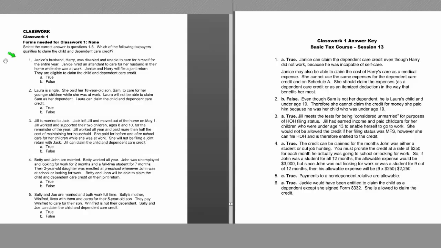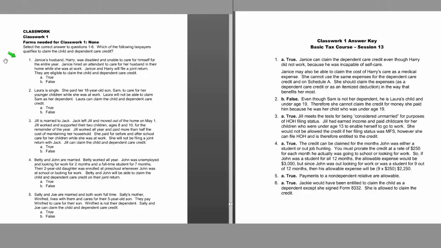So let's begin with question number one. Janice's husband, Harry, was disabled and unable to care for himself for the entire year. Janice hired an attendant to care for her husband in their home while she was at work. Janice and Harry will file a joint return. They are eligible to claim the Child and Dependent Care Credit. And, of course, the answer to this question is true, although normally both parents, most adults, must both work in order to claim the Child and Dependent Care Credit.